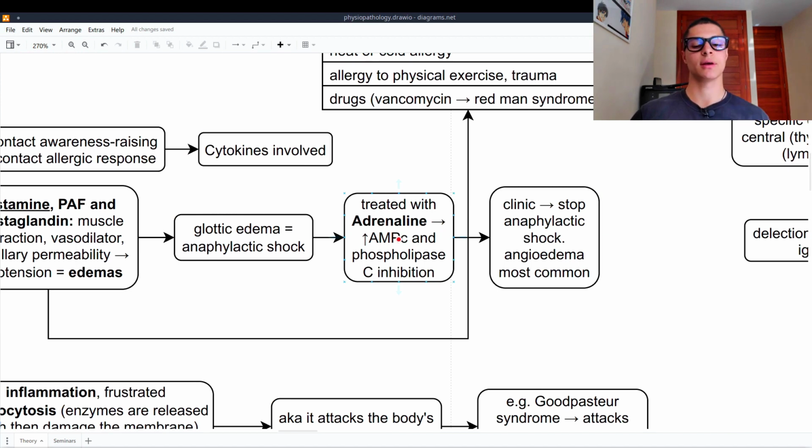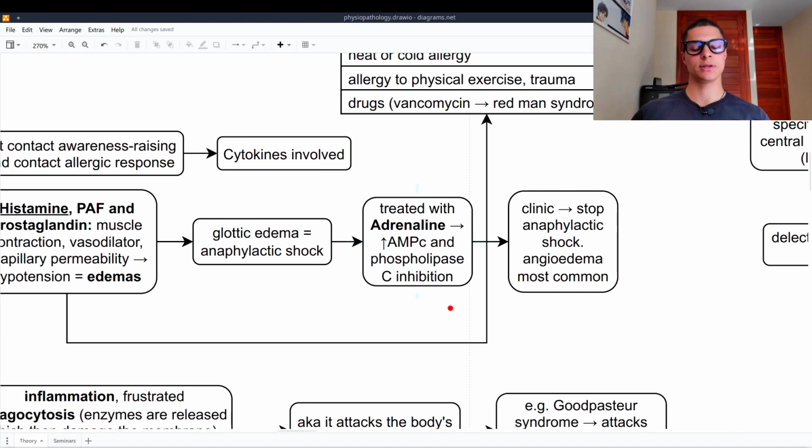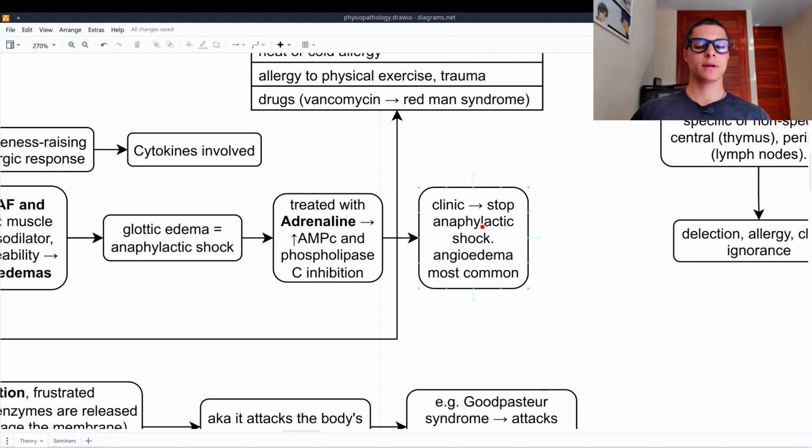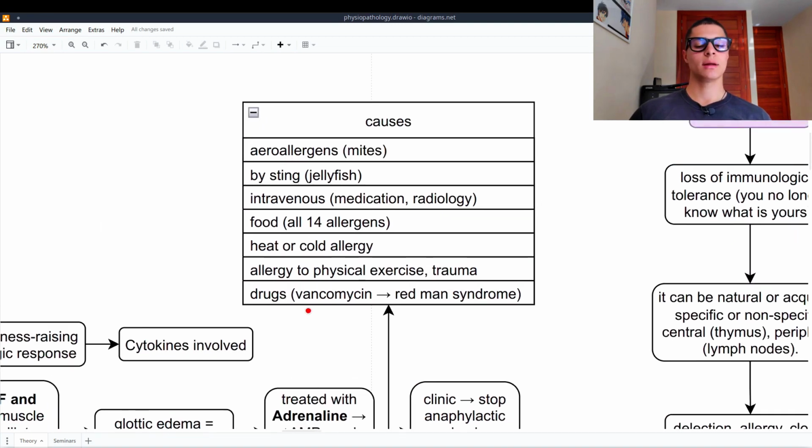This will increase the cyclic AMP and phospholipase C inhibition. In the clinic, they have to stop the anaphylactic shock. This is what they do the majority of times. And the angioedema is the most common one. What are the causes of allergies? Aerial allergens, mites, bites, stings, jellyfish, intravenous, for example medication or radiology, food, or the 14 allergens of food, heat or cold allergy. There is also allergy to physical exercise, a trauma, for example, and to drugs. Vancomycin will create, for example, the red man syndrome.